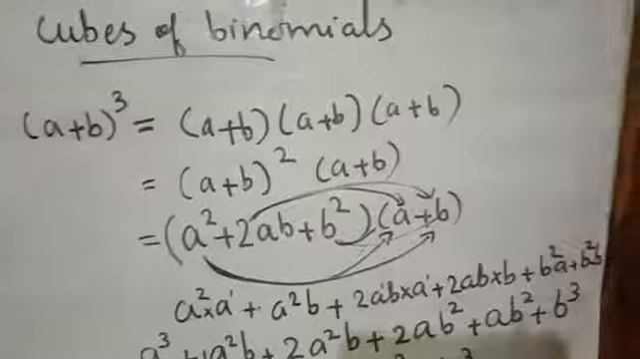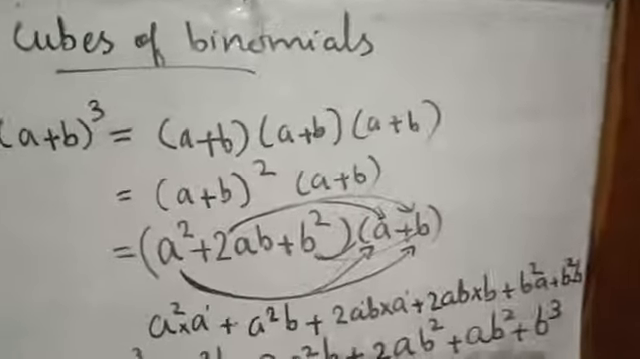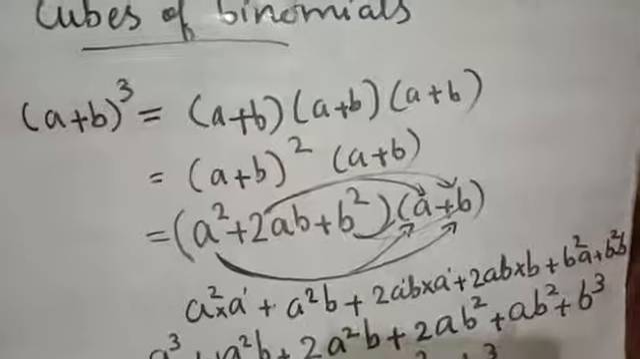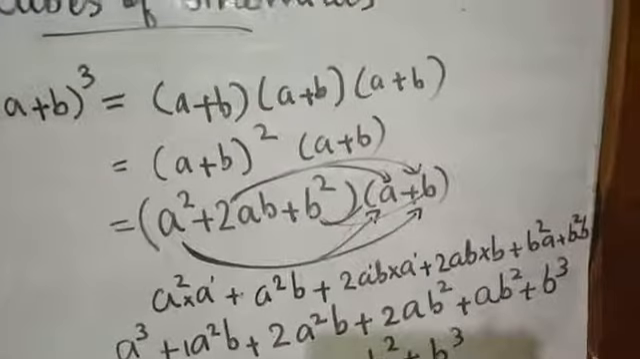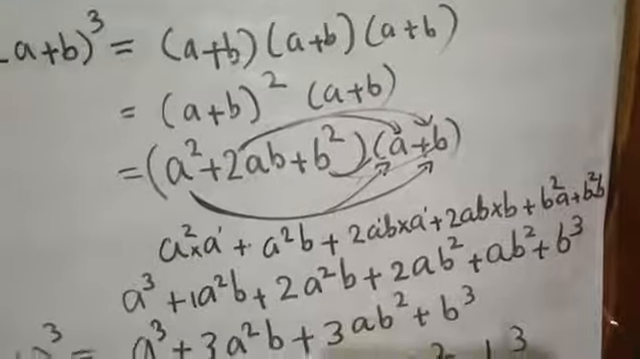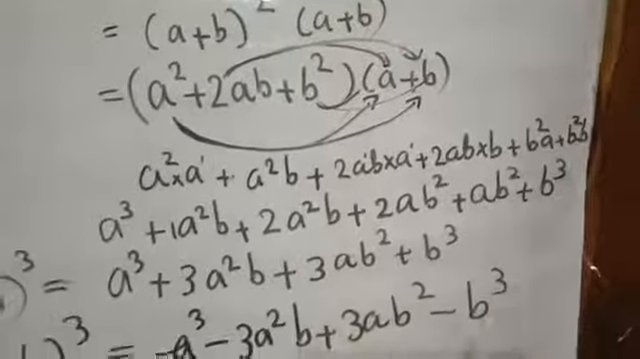Same as the first step. A plus b the whole cube is a plus b into a plus b into a plus b. That is a plus b into a plus b is a plus b the whole square, into a plus b. Now a plus b the whole square is a square plus 2ab plus b square. Now multiplication.